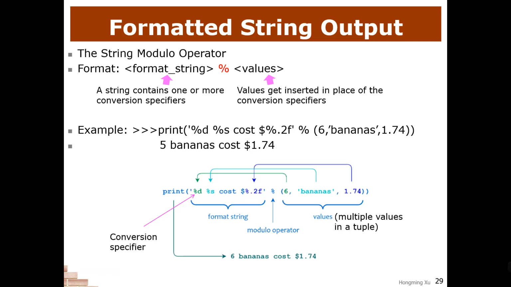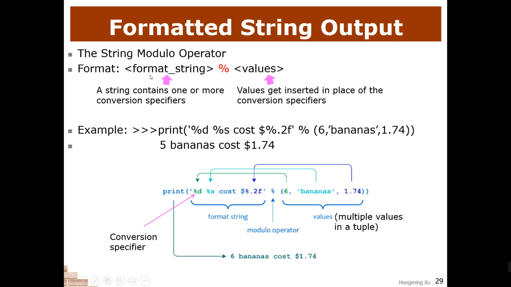Okay, one of the important things when we use the print function is how we can format the string output. Usually we want to make some string output with some variable values inserted. So how can I do this? We can use the string modular operator. This is a very useful operator during programming.